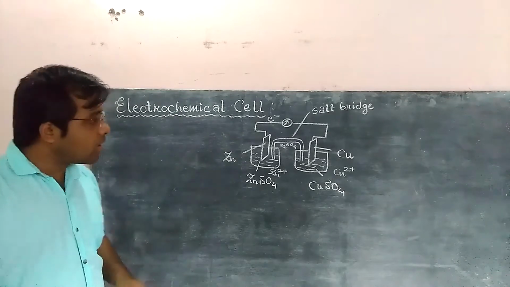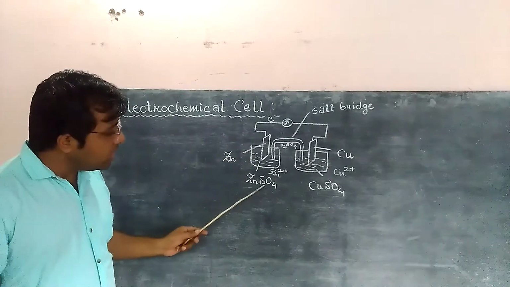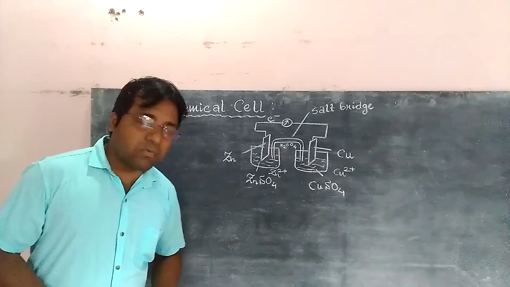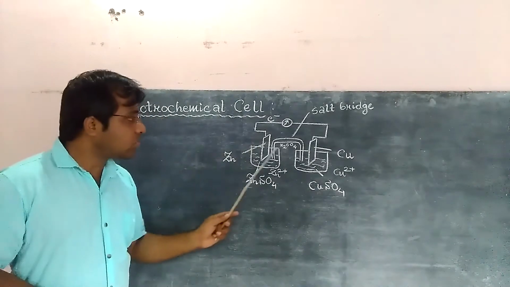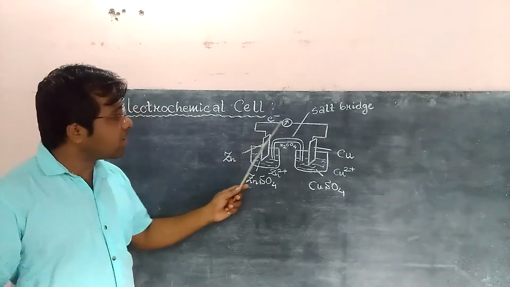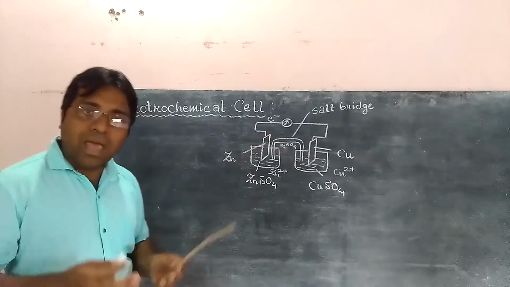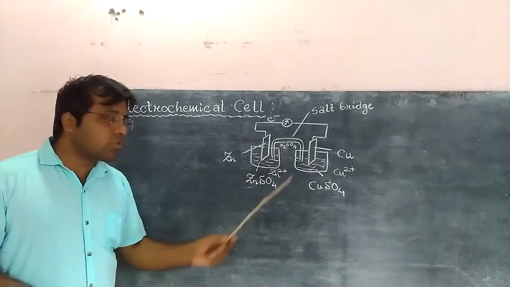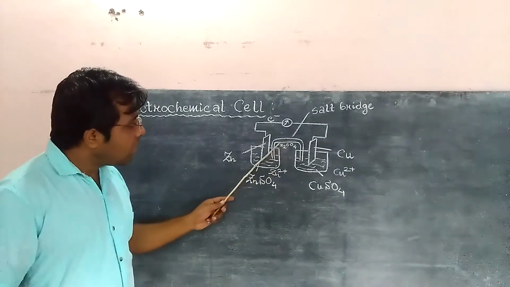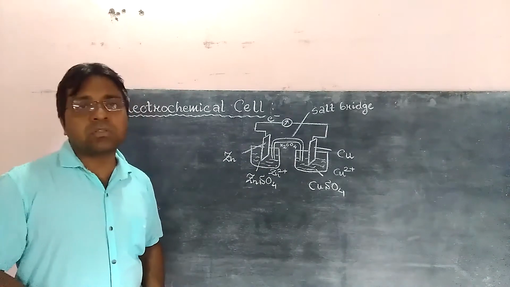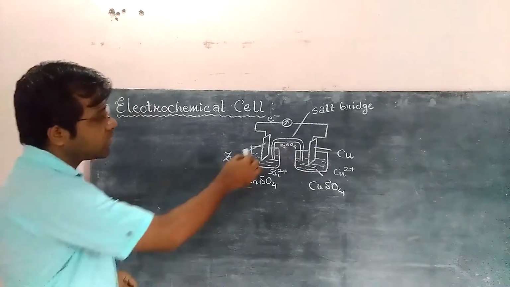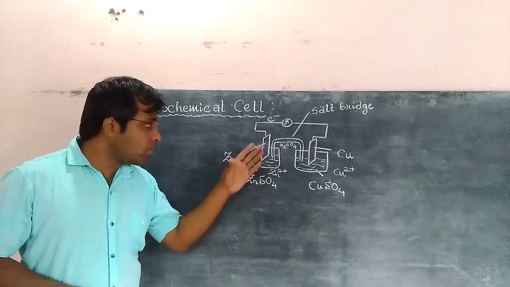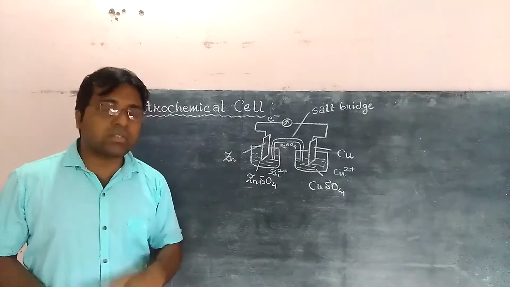In this cell, if you look, the zinc rod is immersed in zinc sulphate solution and the copper electrode is immersed in copper sulphate solution. And these two electrodes are connected by a copper wire through an ammeter or a voltmeter, we can say. And these two solutions are connected by a U-shaped tube which is called salt bridge. And definitely we shall discuss the function of the salt bridge in this cell.